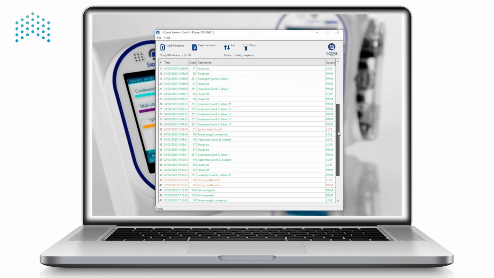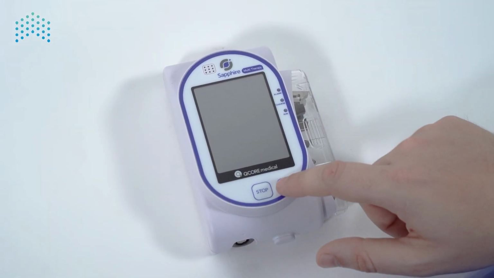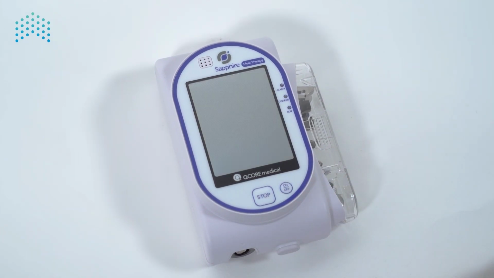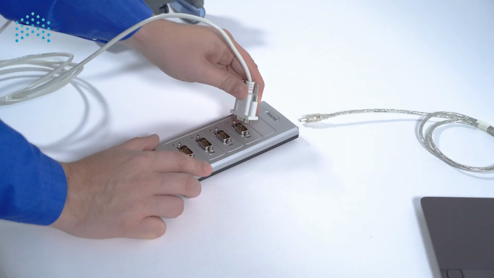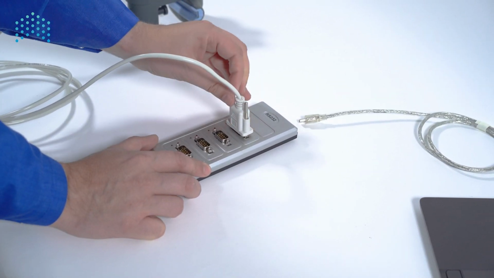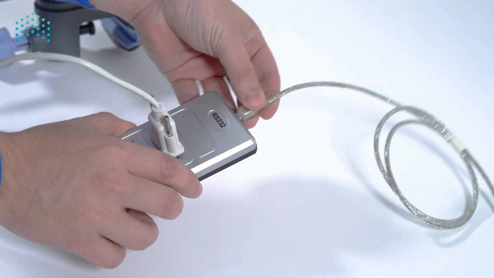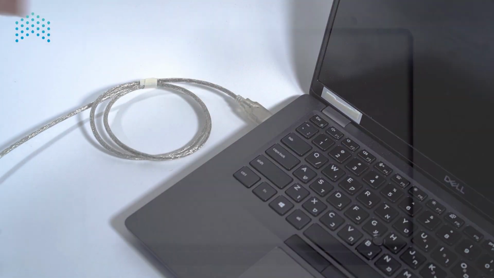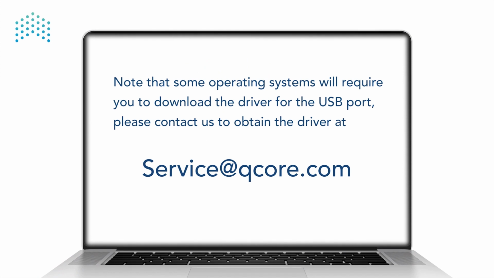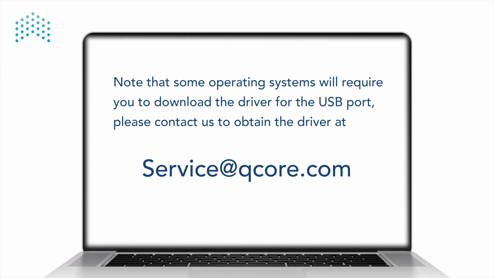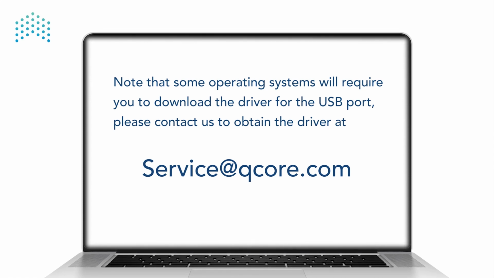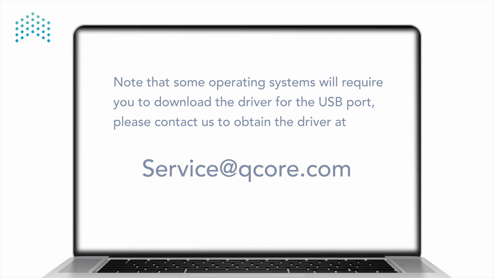Now that the software is installed, we can use the Event Viewer software to download event logs from a Sapphire infusion pump. First, turn the Sapphire pump on by pressing the On/Off button. Connect one end of the communication cable to the pump and the other to the RS-232 USB to serial adapter. Connect the adapter to the computer via the USB port. Note that some operating systems will require you to download the driver for the USB port. Please contact us to obtain the driver at service@qcore.com.